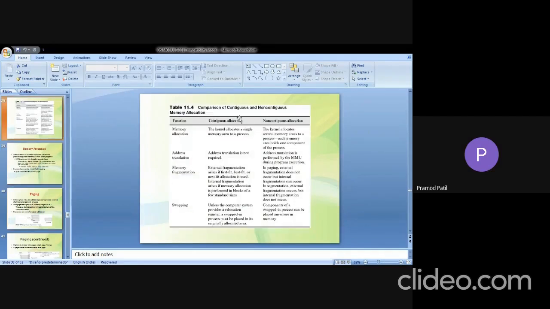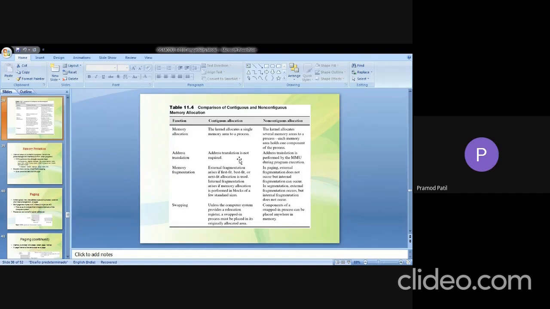So now the comparison between contiguous and non-contiguous memory location. In case of contiguous memory location, the kernel allocates a single memory area to a process. Whereas in case of non-contiguous memory location, the kernel allocates several memory areas to a process. Each memory area holds one component of the process. So in case of non-contiguous memory, there is no fixed allocation of the memory. The kernel will allocate the memory, there will be n number of memory areas, and each component may hold its data in some other location. Like that, it will happen.